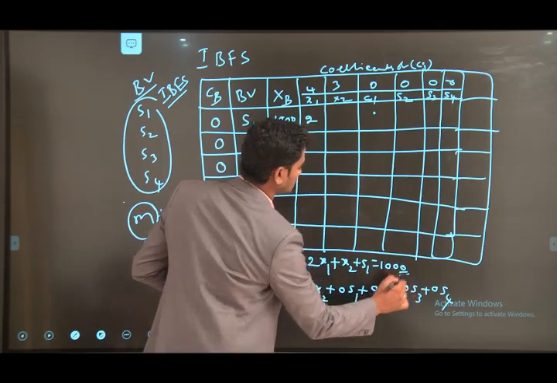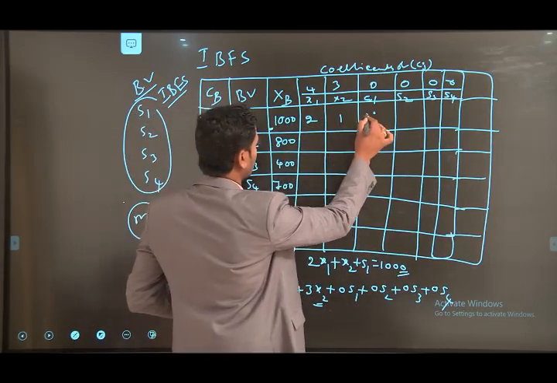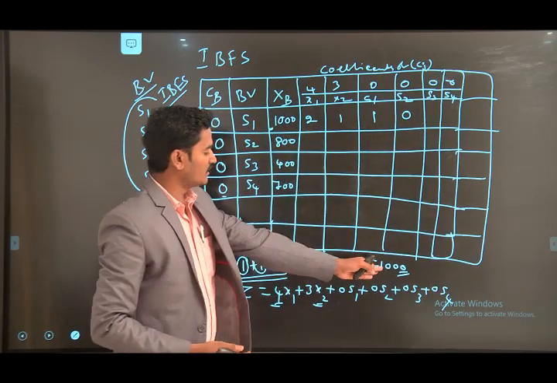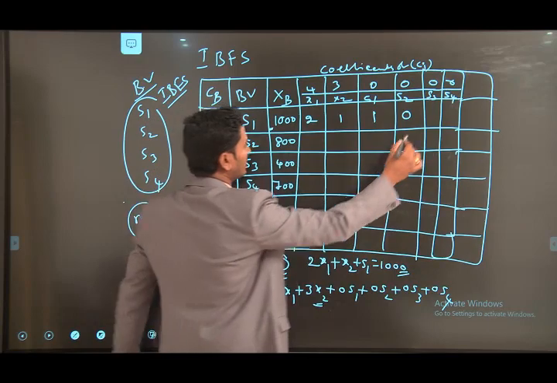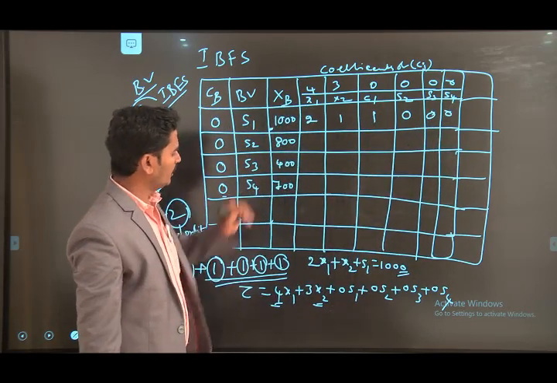This is our first constraint. We have to take these coefficient values in this. So 2, 1, and s1 is 1. Then for the remaining, there is no S2, S3, S4, so we are taking simply 0, 0, 0. Next, coming to the second constraint.